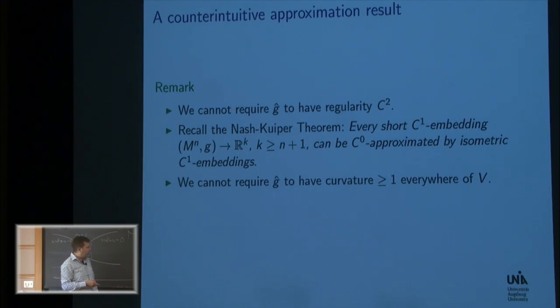And we cannot require this G hat to have curvature bounded below by 1 everywhere, even not with the C11 assumption, because actually we have a diameter bound for C11 metrics. And so this would imply that we cannot have manifolds with arbitrarily large diameter with this regularity. So the property that it is bounded below by 1 on an open dense subset only, this is essential. We cannot get rid of that.